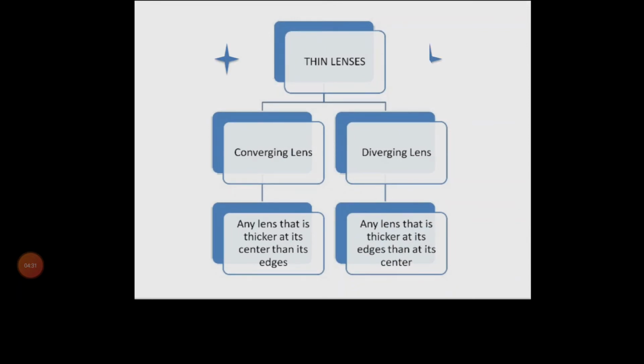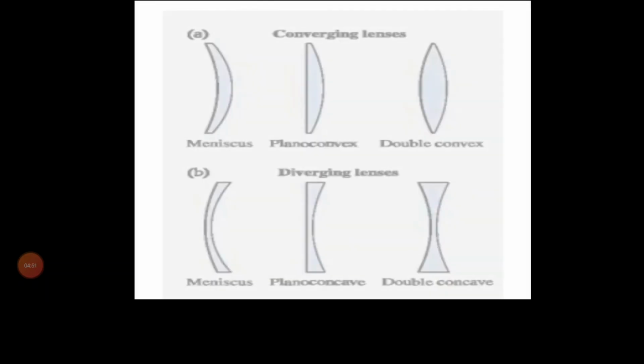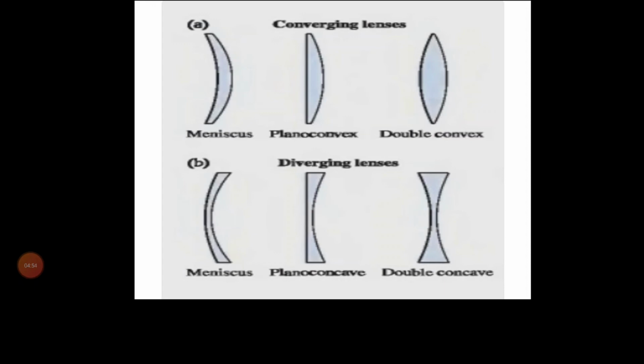We know thin lenses are of two types, that is, converging lens and diverging lens. Any lens that is thicker at its center than its edges is called a converging lens, and any lens that is thicker at its edges than at its center is called a diverging lens. Different forms of converging lens and diverging lens are given here. Meniscus, plano-convex and double convex are different forms of converging lens, and meniscus, plano-concave and double concave are different forms of diverging lenses.